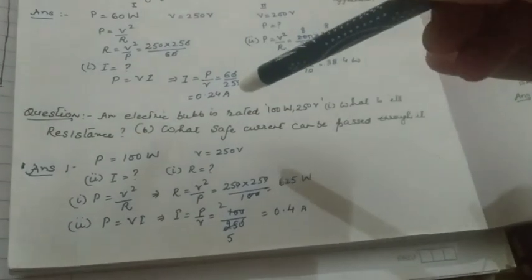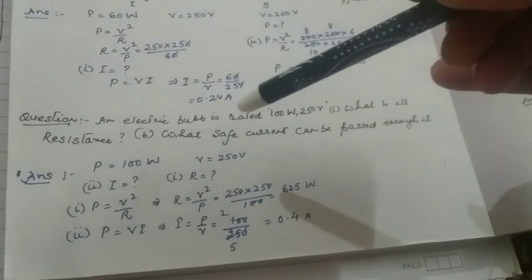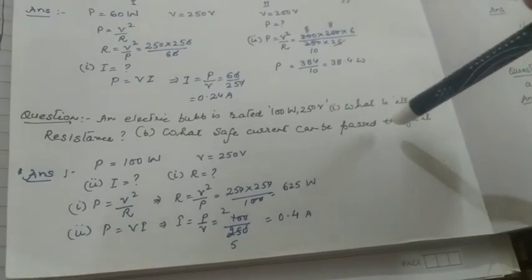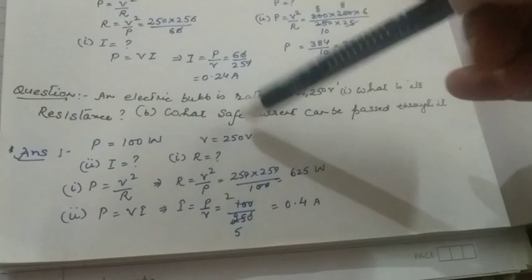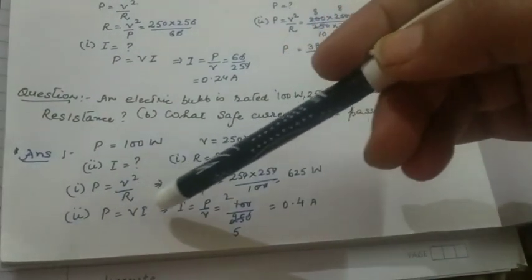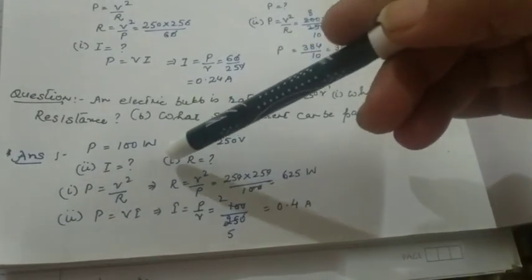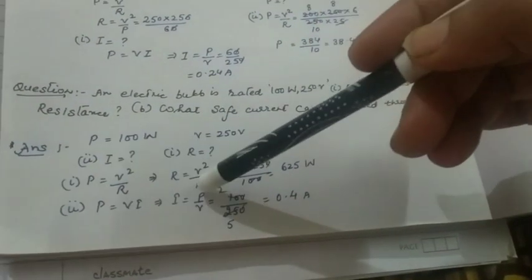In the next question, an electric bulb is rated 100 watt 250 volt. What is its resistance and what safe current limit can be passed through it? Here the rating is given, means power is given, voltage is given. We have to find out the current using the formula P is equal to VI. We can find out the resistance using the formula P is equal to V square upon R. We can easily find out its resistance.